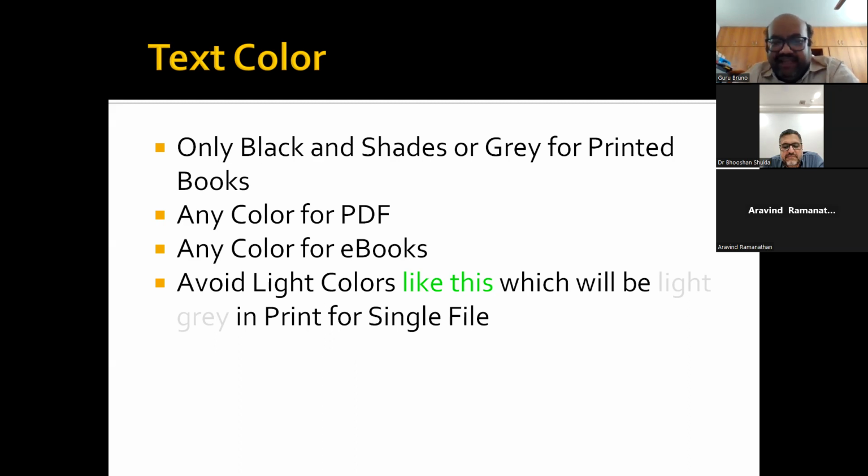But there is a caveat. Suppose you want to simultaneously bring out your book in ebook as well as printed format, there are a few colors you have to avoid. For example, you take this color, green, which will look very nice on the screen, but in the book, it will come like this. You see, it will look like light gray. So you have to be aware of this when you are designing the book itself, because after printing, there is no point in fighting with the printer.